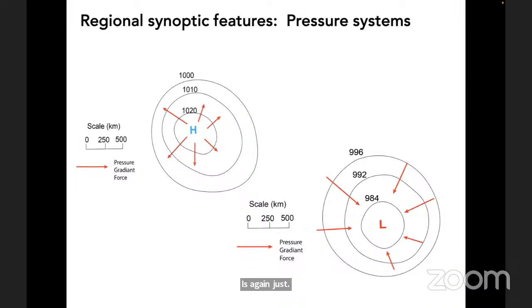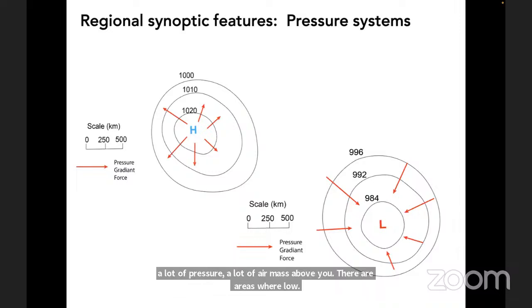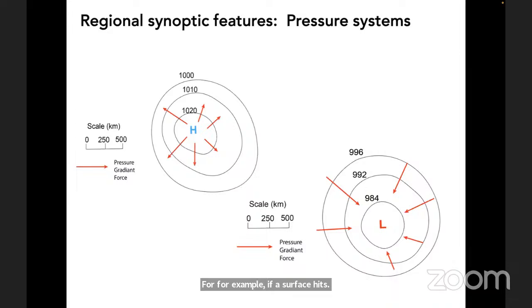Anyway, pressure is, again, just think of a weight of air above us. That is it. So there are areas where there is a lot of air or a lot of pressure, a lot of air mass above you. There are areas where it is low. For example, if a surface heats, the air on the surface will become lighter and it will start moving up, start ascending.